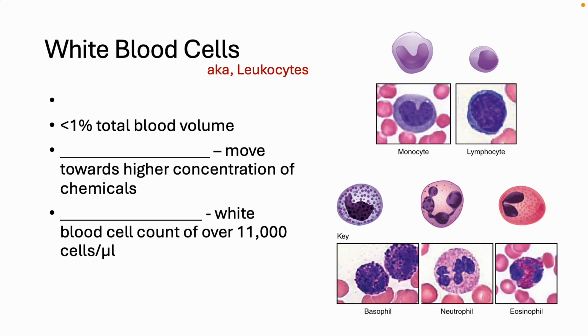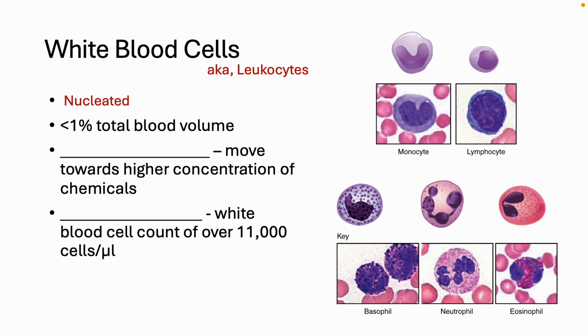So leukocytes are also known as white blood cells. They are different from platelets and red blood cells in that they are actually nucleated, meaning that they are true cells. Although they are true cells, they only make up a small fraction of the total blood volume.